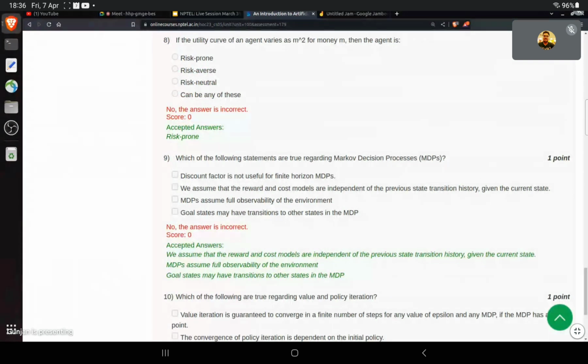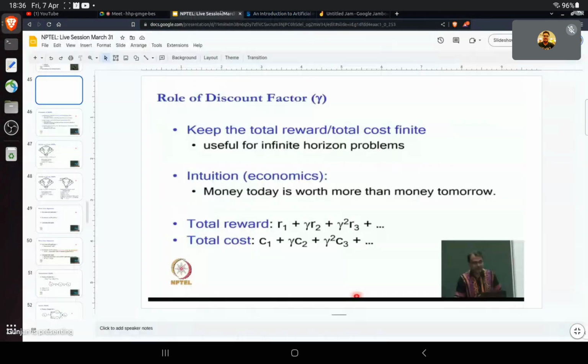So again, discount factor. Yes, so question 9 also. The third option: MDPs assume full observability of the environment. Is it a generalized statement? Because we see partially observable MDPs also. This was also about MDPs assuming full observability of the environment, the third option that you see.